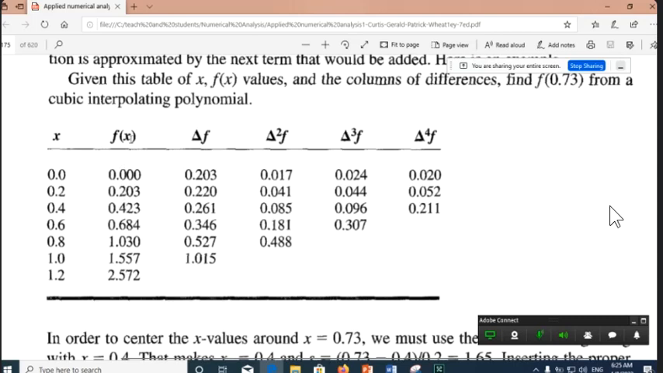The value of f at these points is in the second column of this table. We just compute the differences between these consecutive points in the third column. For example, 0.2 minus 0.0 equals 0.2. The difference between the third and the second point is this value. The fourth and the third is this value, and it is quite simple for other points.